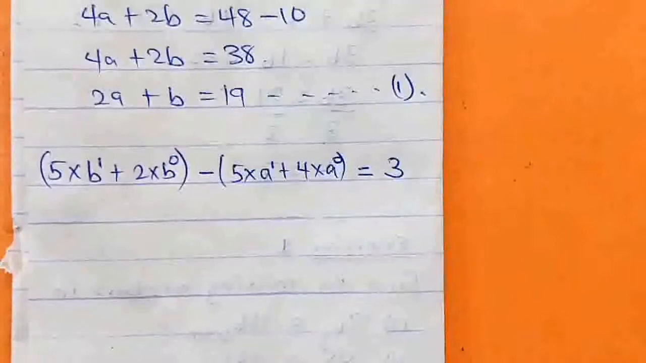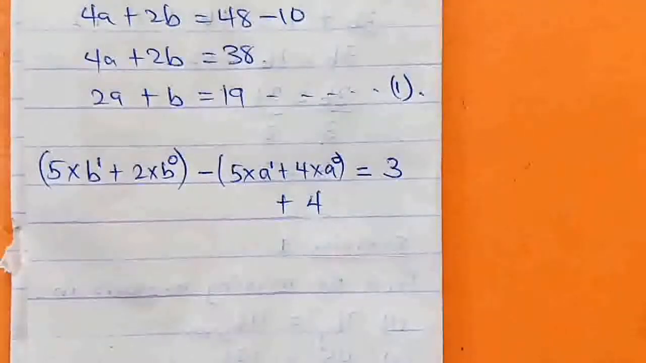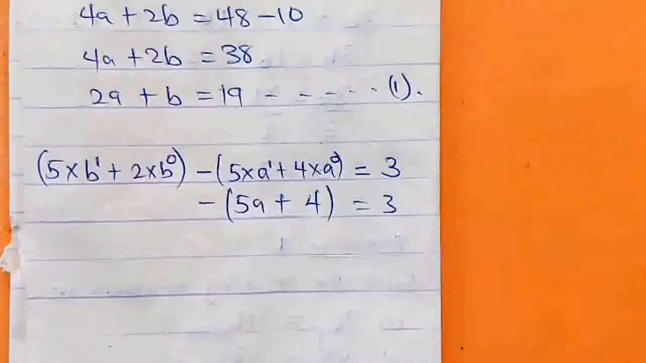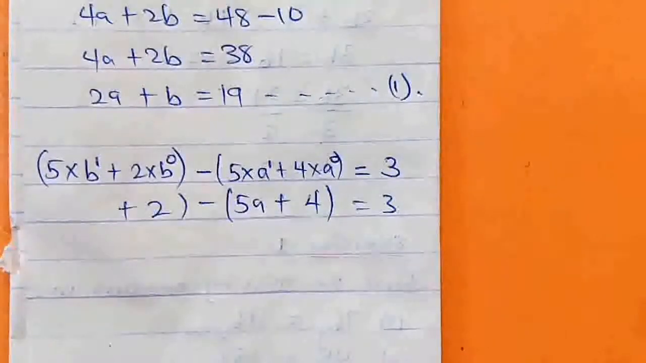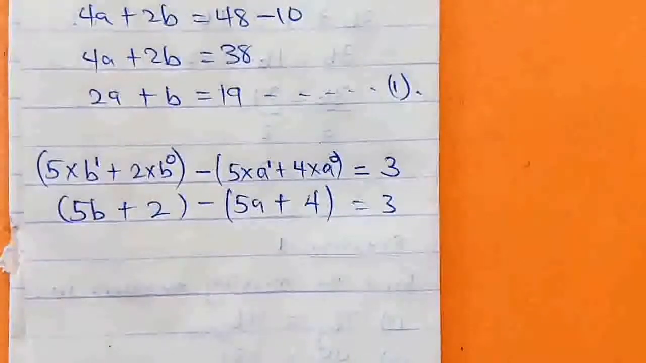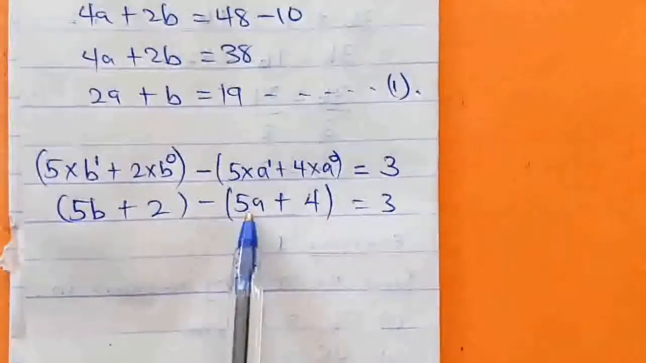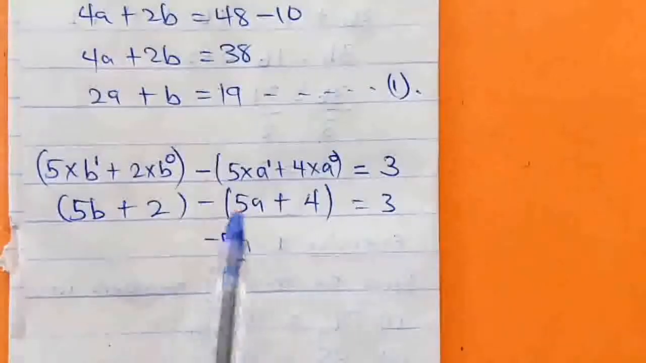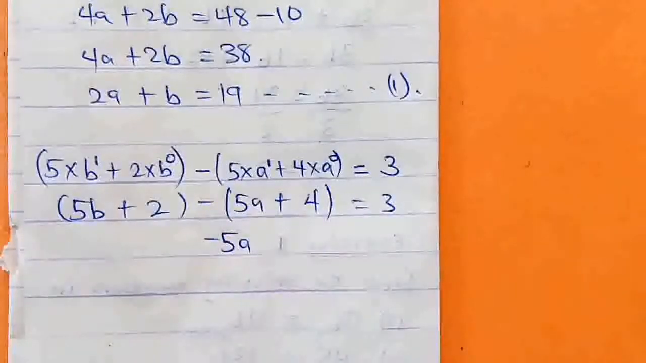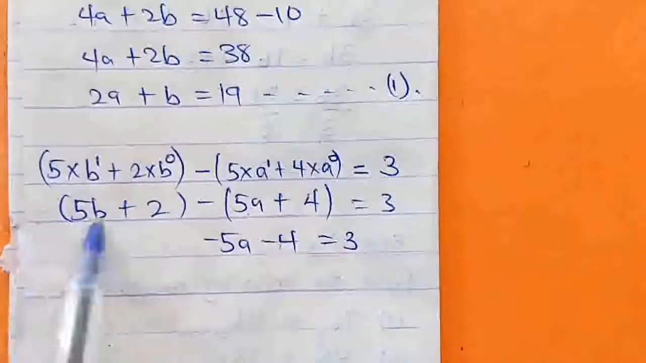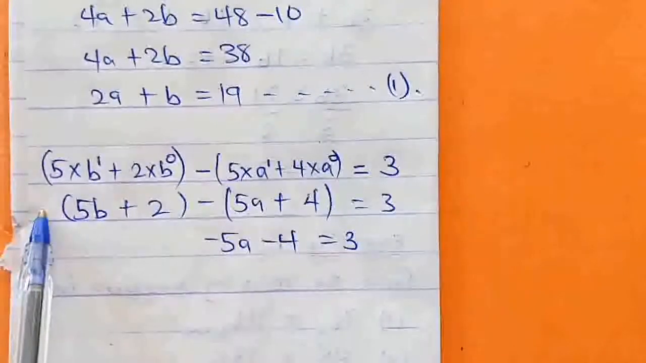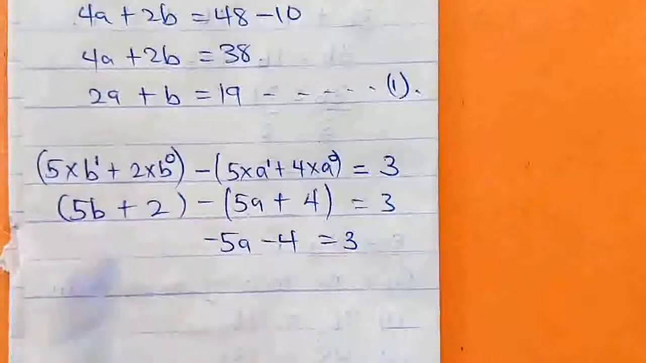A raised to power 0 will give us 1. 4 times 1 will give us 4. A raised to power 1 will give us A. 5 times A will give us 5A. B raised to power 0 will give us 1. 2 times 1 will give us 2. B raised to power 1 will give us B. 5 times B will give us 5B. Open the bracket. Where minus times this will give us minus 5A. And minus times plus 4 will also give us minus 4. This side has no sign in front of it, therefore we assume it is plus. Opening the bracket will give us 5B plus 2.